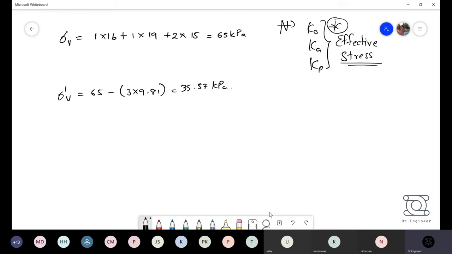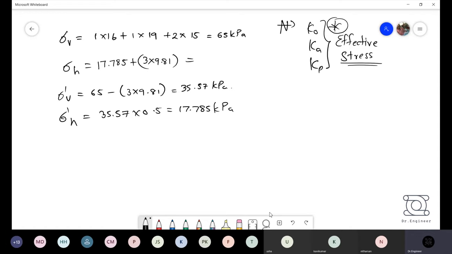So sigma dash H is 35.57 into 0.5. So you will get 17.785, some odd value like that, kilopascal. So sigma H would be 17.785 plus your pore water pressure, right? So what is the pore water pressure at that point? It is 3 times 9.81. So 17.785 plus 9.81 into 3. So that is 47.22 kilopascal, right?